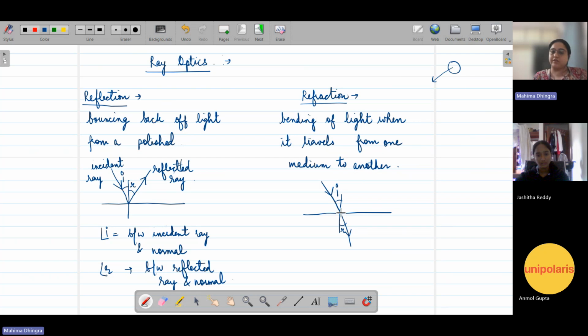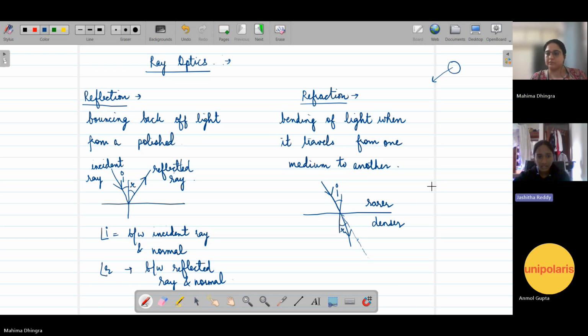Now the question is, if we consider the original path of the light, this was the original path, right? But it bent towards the normal if it is going from rarer to denser. And if it is going from denser to rarer, it will bend away. Now the question is why the refraction happens. Means why this bending is happening. Do you know the cause of refraction?